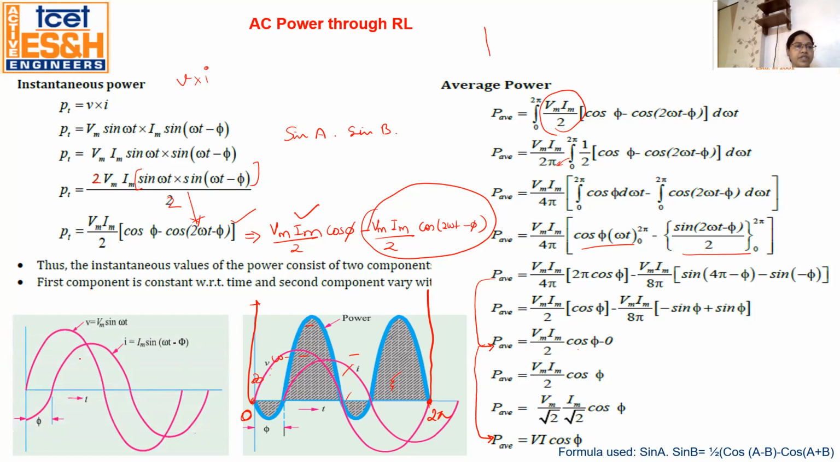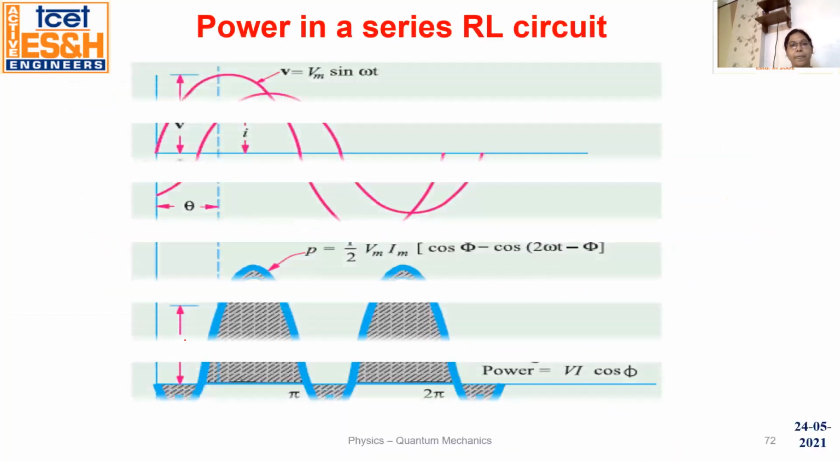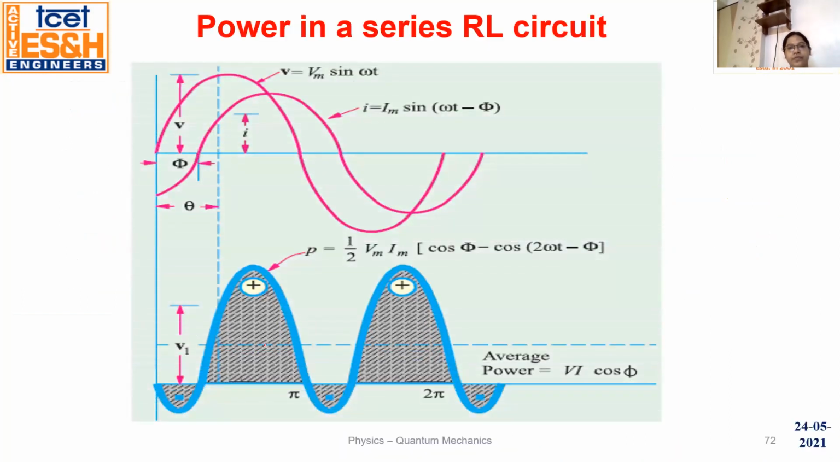So this is the representation of the waveform for the RL circuit. This is V, and this is the phi angle by which the current lags behind the voltage, and this is the waveform for current, whose representation is Im sin(omega t minus phi). And this is the power, the instantaneous power.